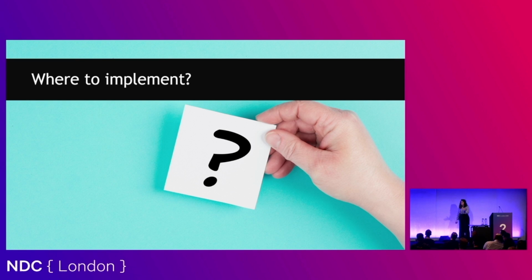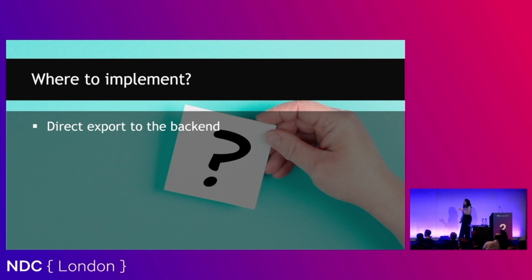Now, one of the questions that tends to come up is, okay, where do I implement my sampling strategies? Because if you look at a lot of those simple getting started samples out there, usually they make use of a direct export to the backend, right? We're collecting information and we've added an exporter to Application Insights or Honeycomb or whatever it is. So that information is being sent by the service to the observability backend.